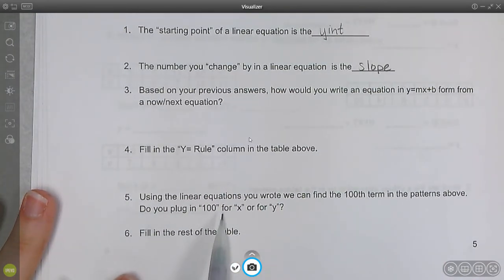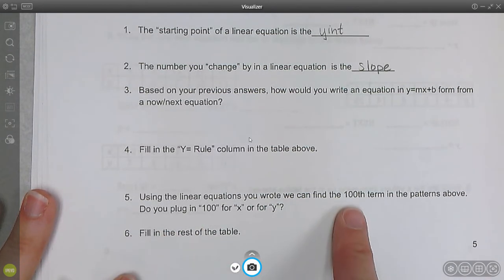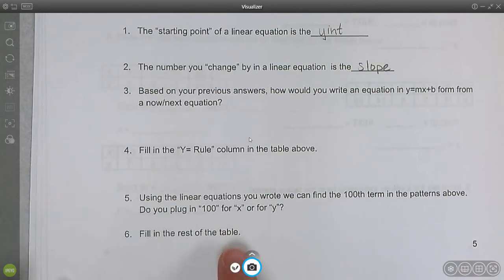Okay, so then using your linear equations you wrote, we can find the 100th term in the patterns above. So we're going to take 100. Do you think we plug it in for x or for y?